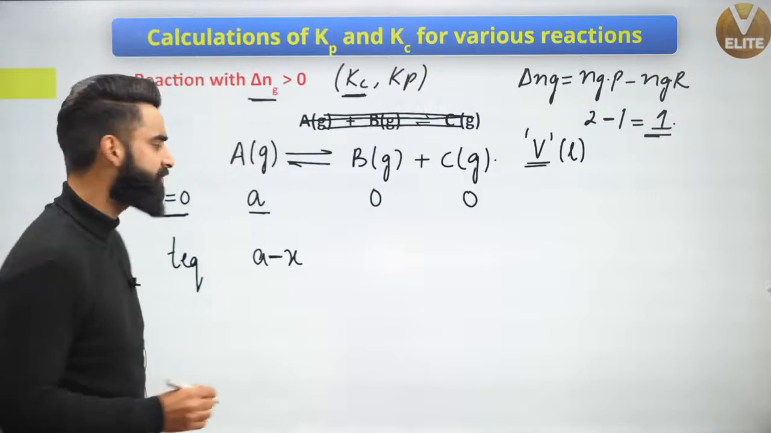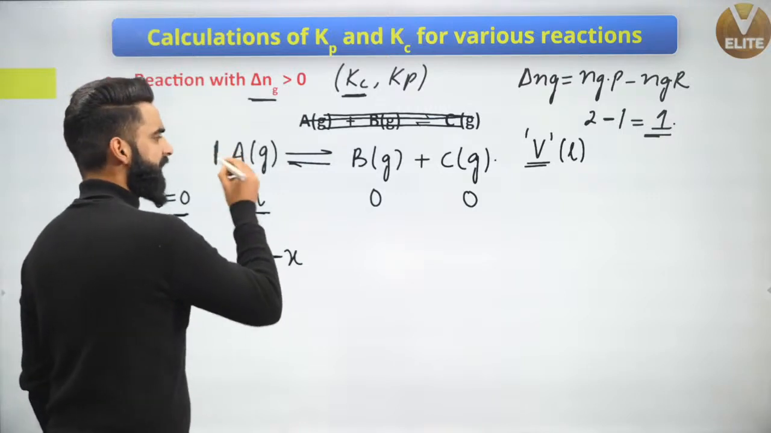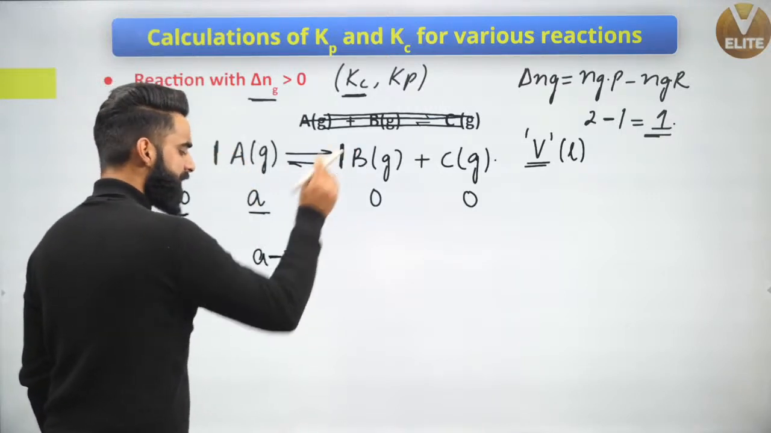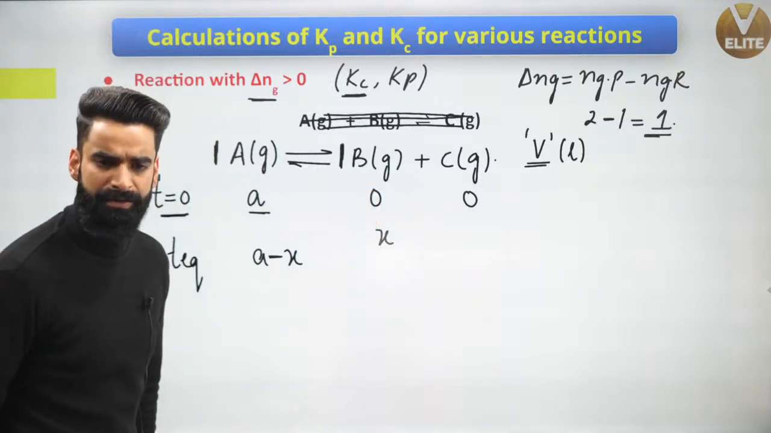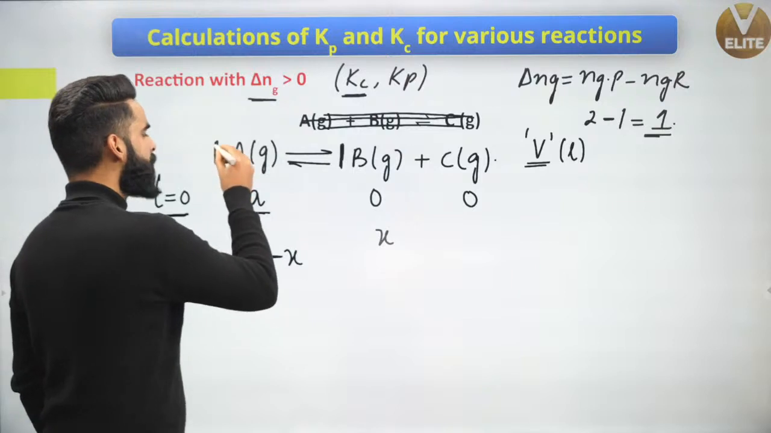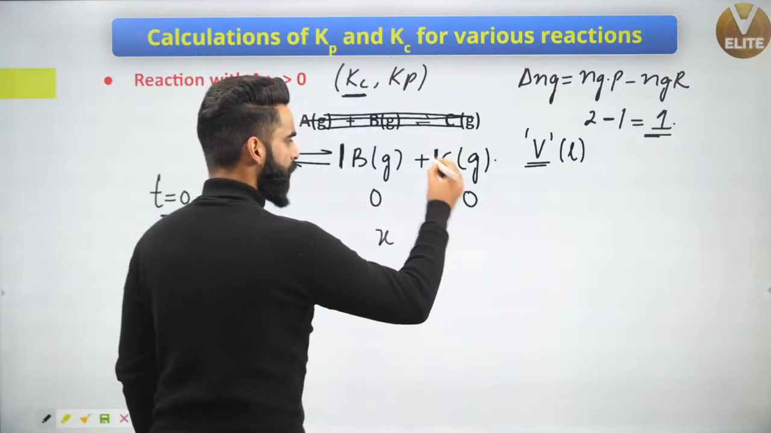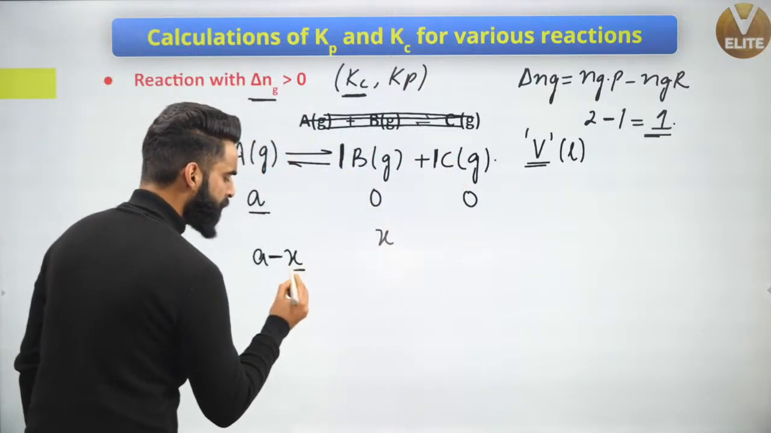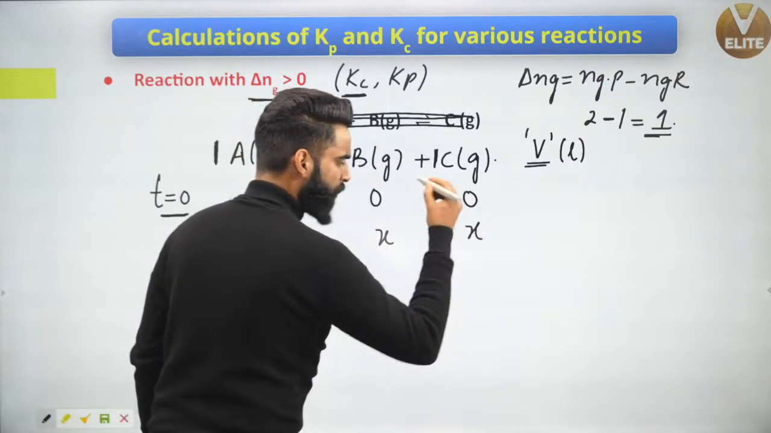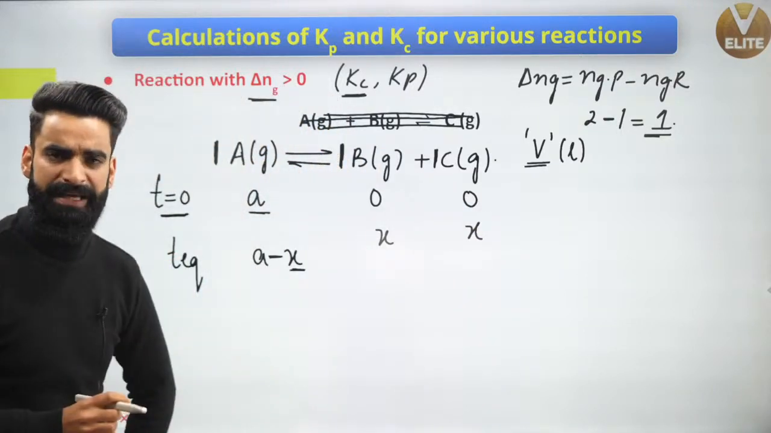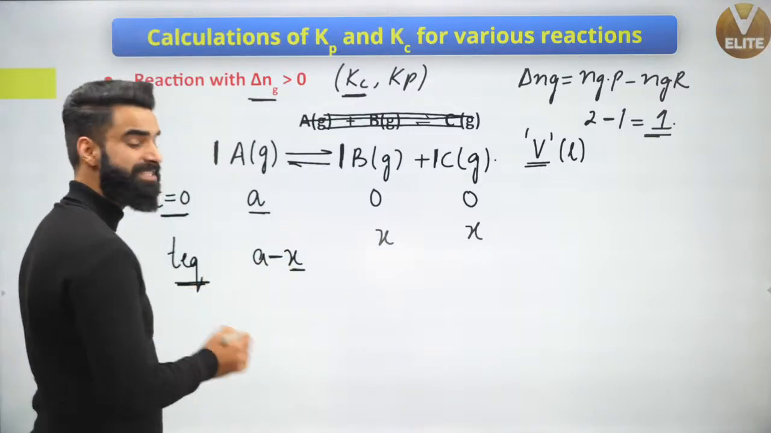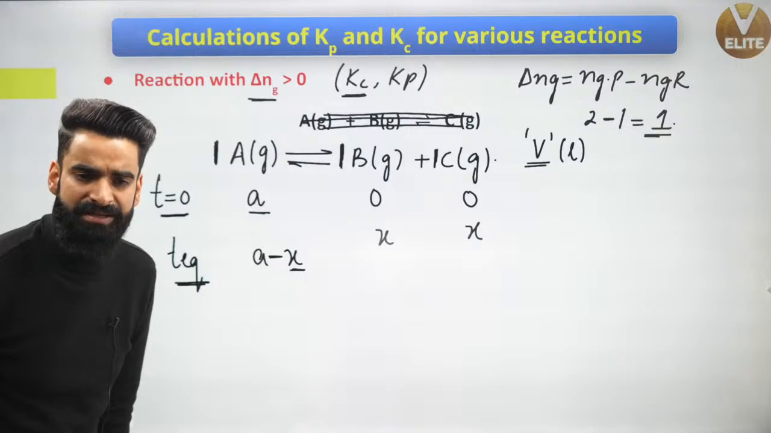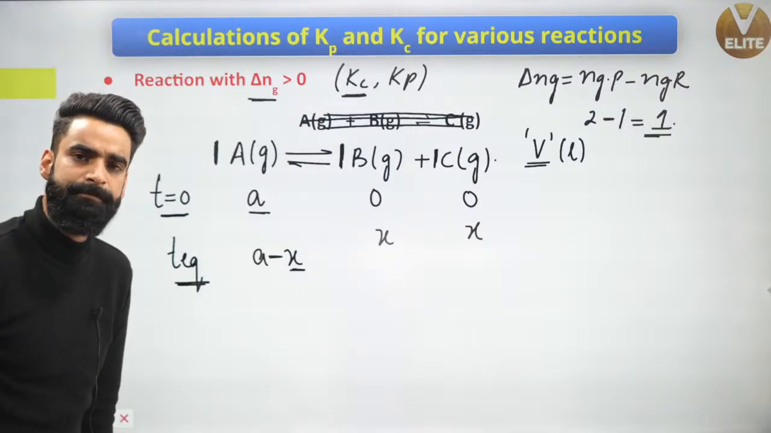I'll be using the stoichiometry. See guys, 1 mole of A gives 1 mole of B. So X moles of A should give me X moles of B. Very simple. At the same time, 1 mole of A gives 1 mole of C. So X moles of A should give me X moles of C. So can I simply say I got the moles of reactants and products which are present at equilibrium in the container? Very, very simple. Correct?